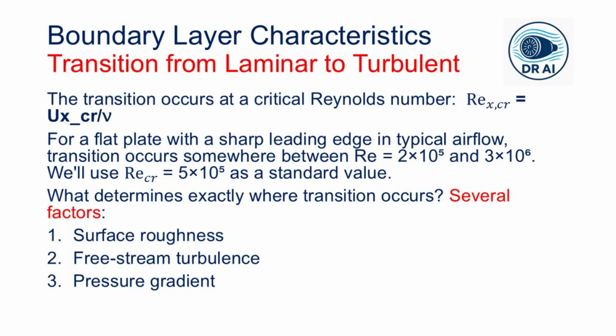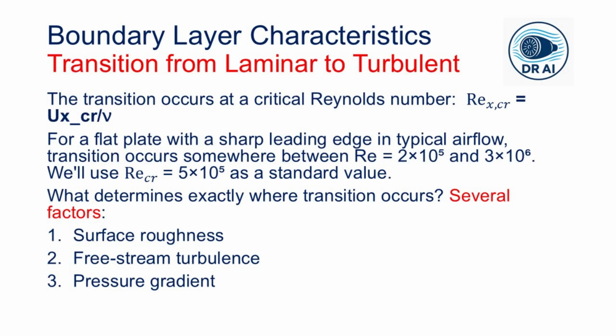So for a flat plate with a sharp leading edge in a typical airflow, the transition occurs somewhere between Reynolds number values of 2 times 10^5 and 3 times 10^5. So we will be using the critical Reynolds number as 5 times 10^5 as a standard value here. So what determines exactly where the transition occurs?